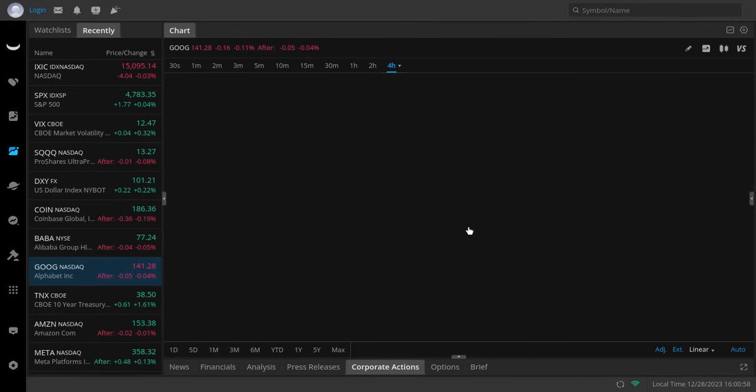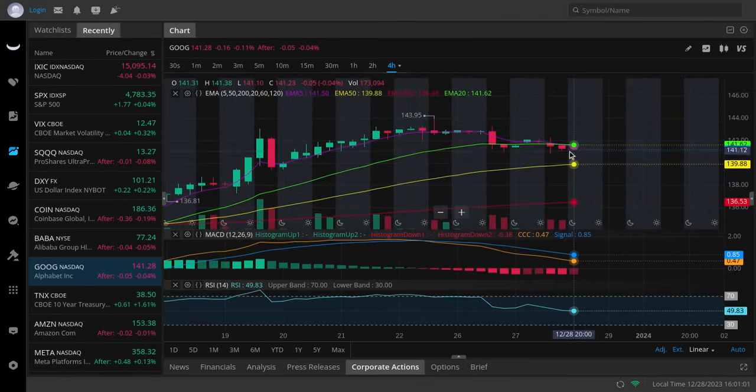Google, I was saying it was looking bearish yesterday. And it's actually coming down. I think that it might retest 139.8 very soon on the 4-hour time frame. So I see some downside coming for Google.